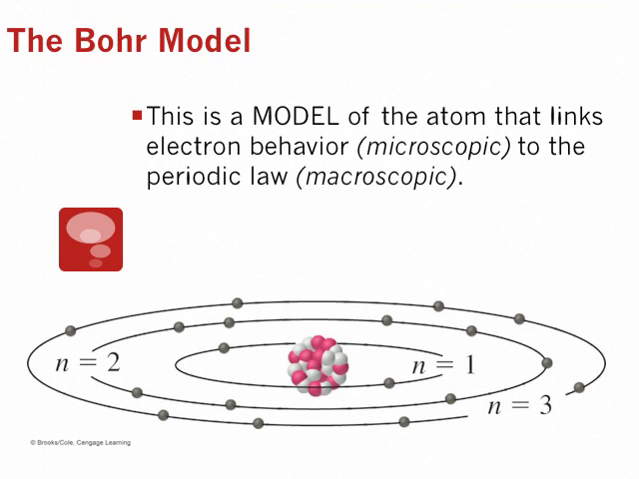Bohr's model of the atom links the electron's behavior, which is the microscopic scale, to the behavior of the elements ordered in the periodic table, or the macroscopic scale. The model explains why I get this periodic recurrence of similarities amongst my elements, due to the electron's behavior.